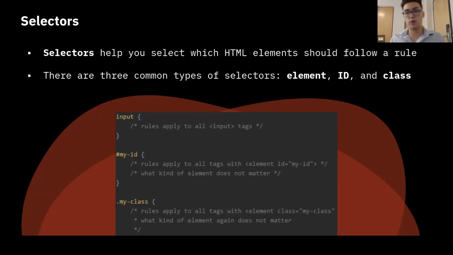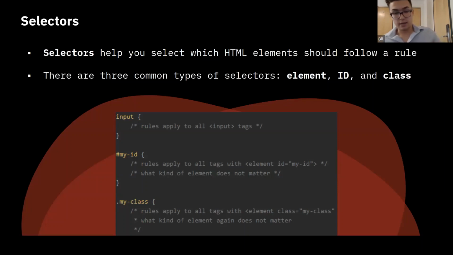If your element looks like that, it doesn't matter what the actual tag name is. It could be an input, it could be a P, it could be an H1. As long as it has that ID, it'll follow that rule. And then the last example is a class. Class is very similar to ID. The only real essential difference is that it's called class instead of ID.